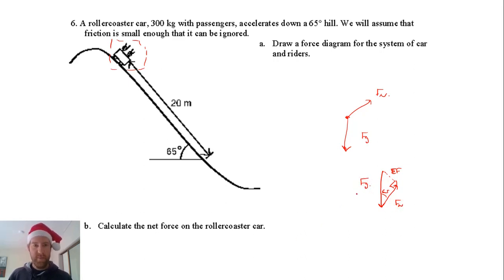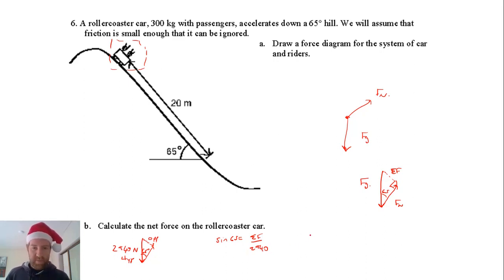Calculate the net force. I know the force of gravity is 300 kgs times 9.8. So I've got 2940 newtons here, 65 degrees. This is the hypotenuse. This is the opposite. So SOHCAHTOA, sine 65 equals opposite, which is the total force, over 2940.